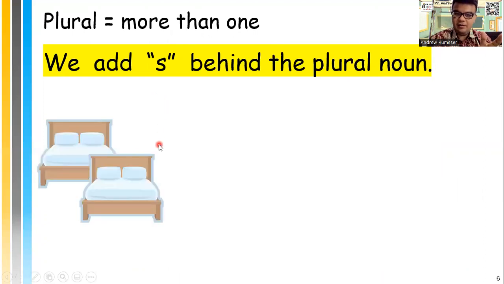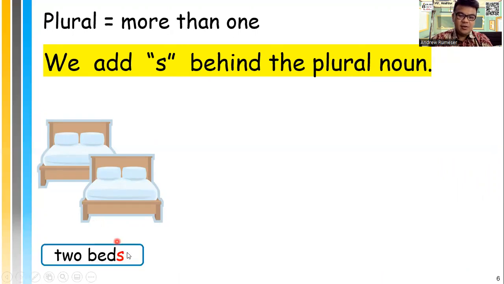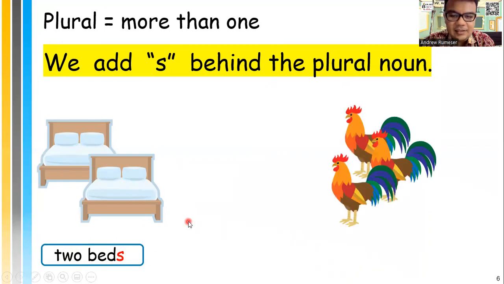And then what if it's more than one? Like two beds. How do we say two beds? We use S behind the plural noun, behind the word, the things that are more than one, right? Beds with S here. So two beds. Let's count. One, two. Two beds with S.